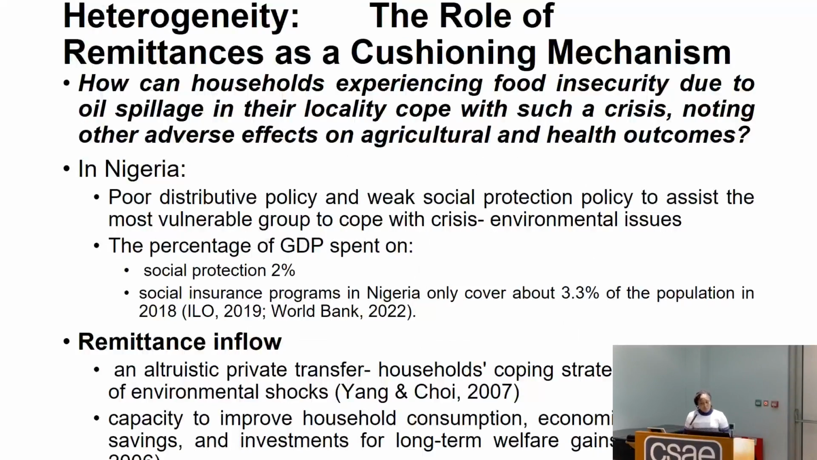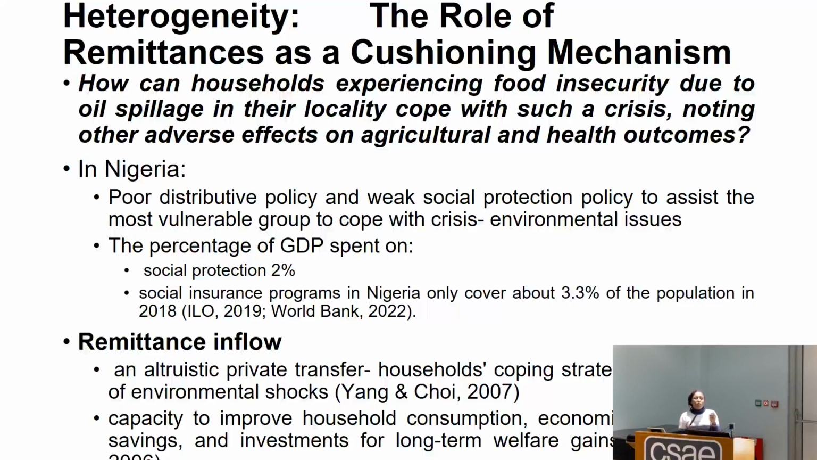Now, for the heterogeneous effect, we used remittances as a cushioning mechanism. We asked how households experiencing food insecurity due to oil spillage in their locality can cope with the crisis, given the adverse effect on agricultural and health outcomes. In Nigeria, reports from the ILO and World Bank show that there are weak institutional frameworks for social protection and social insurance programs. So, to what extent can remittance inflow proxy for cash transfers to mitigate the effects for those exposed to oil spillages?